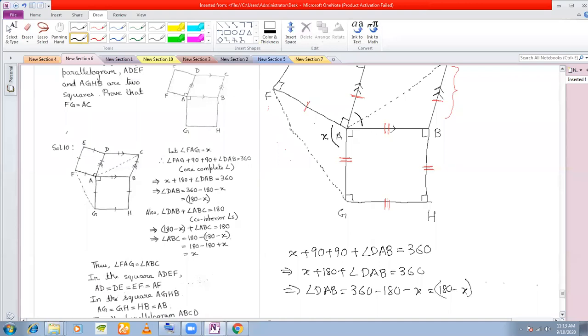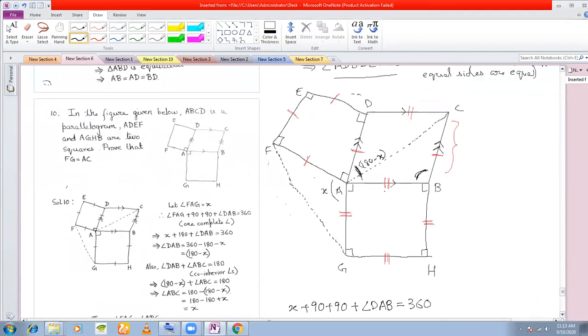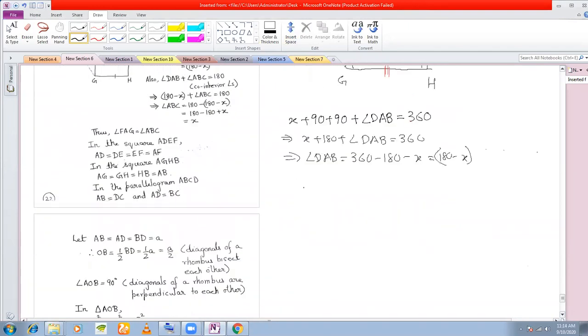So this angle, how much are you getting? 180 minus x. And you know that this angle DAB and this angle are co-interior angles, right or wrong? Yes, sir. That means the sum of these two angles must be 180 degrees. That means angle ABC plus angle DAB is 180 degrees because they are co-interior angles.